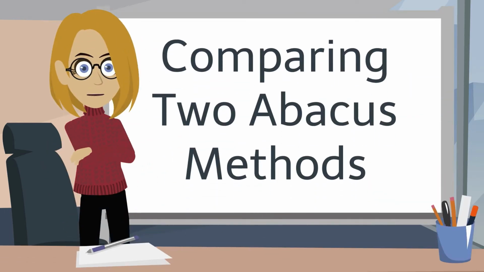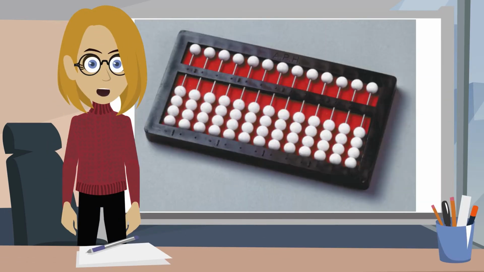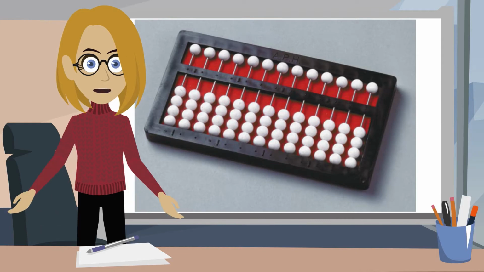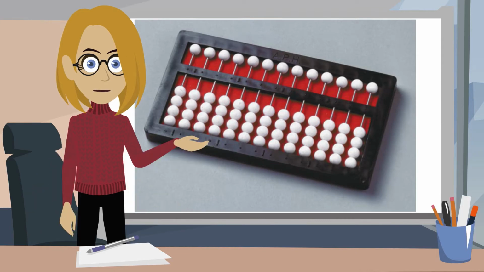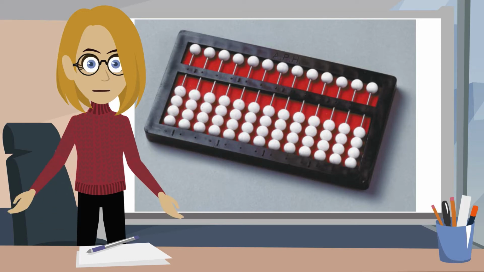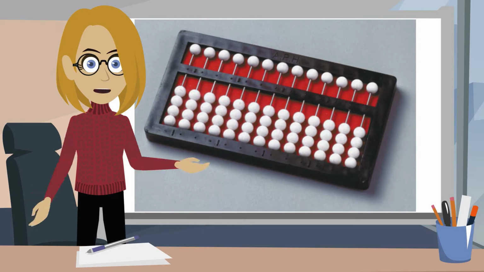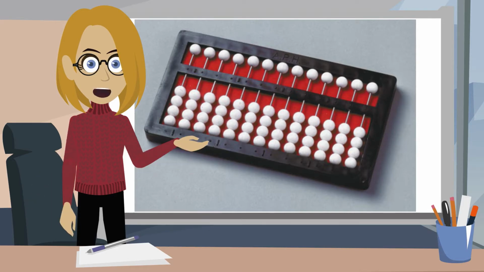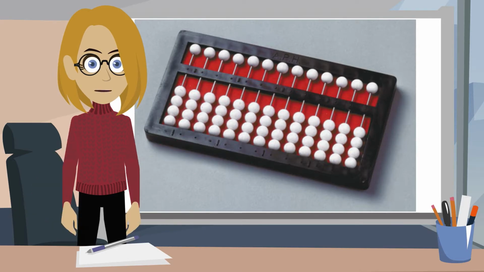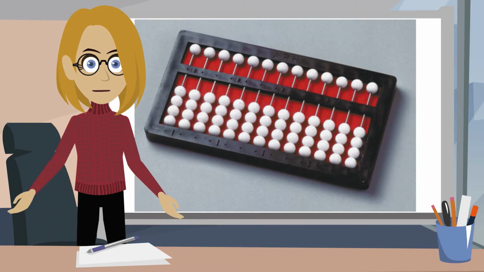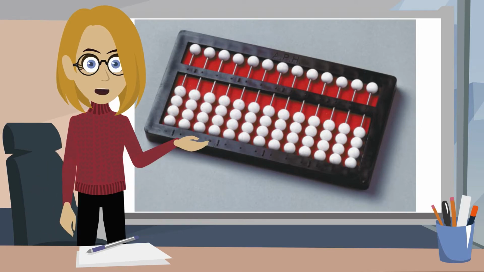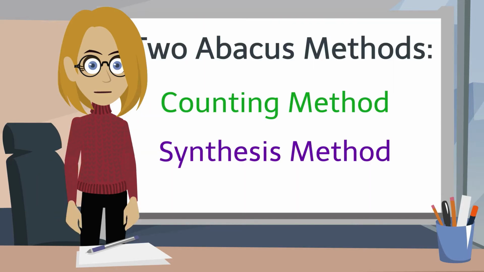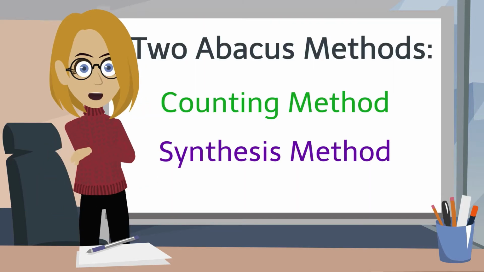Comparing two abacus methods. When the abacus first became a usable tool for students who read Braille, there was just one method for adding and subtracting. The method really didn't have a name at the time. It was just how to use the abacus. Eventually, this method picked up names like the synthesis or logic method to distinguish it from the counting method, which was introduced later. The synthesis and counting methods are both commonly used in Texas, and both methods produce accurate results.